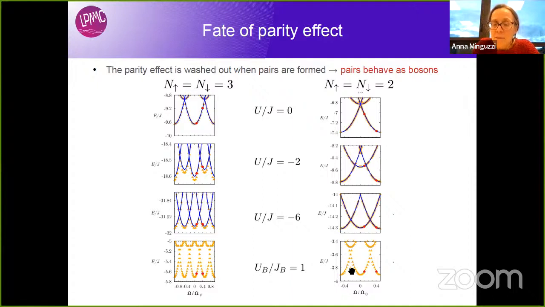There are as many branches as there were for bosons. And this is another indication that since the pairs behave as bosons, there is no more parity effect. It's very cute, I find.